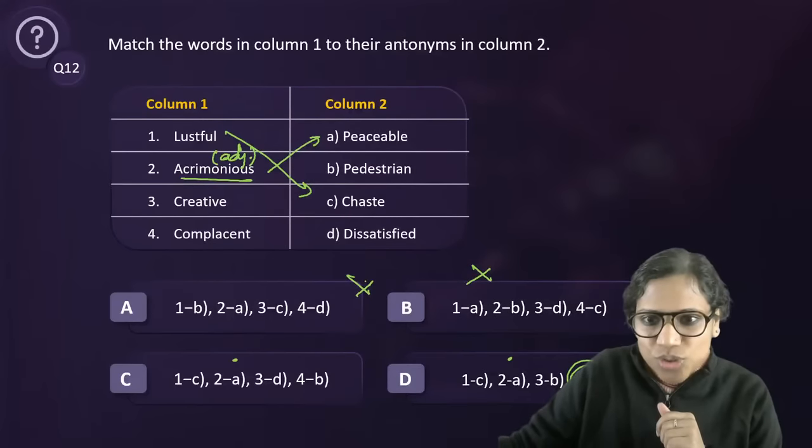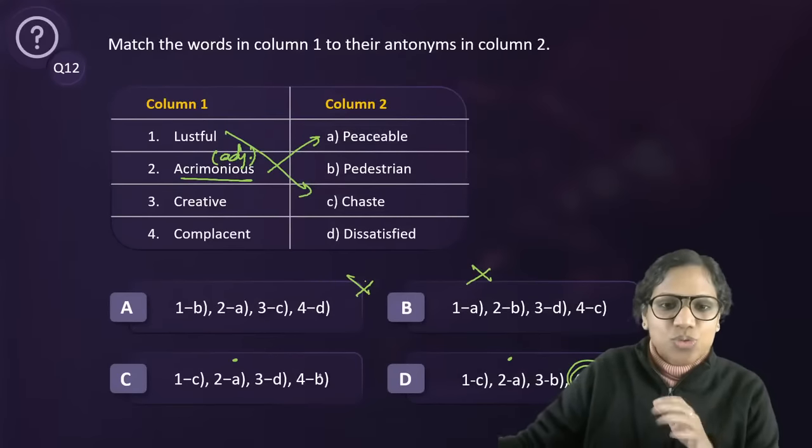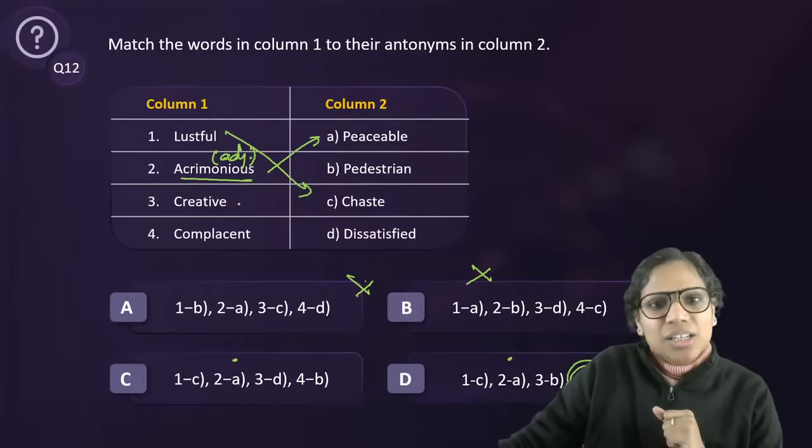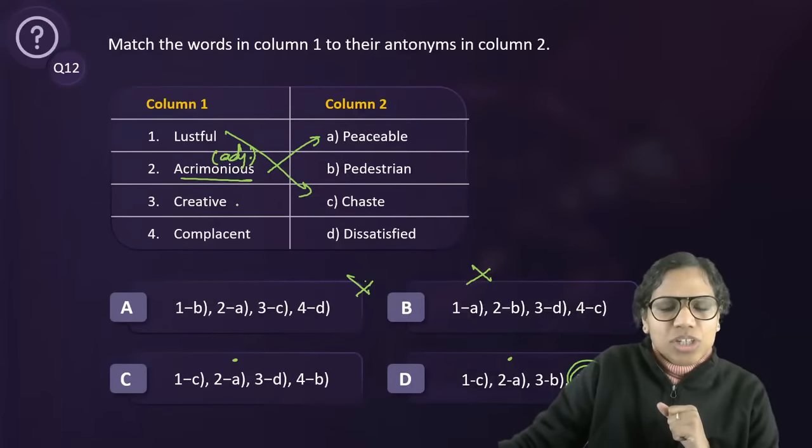One of the options has a problem. Just a second. Yeah, this was D. This was supposed to be D.